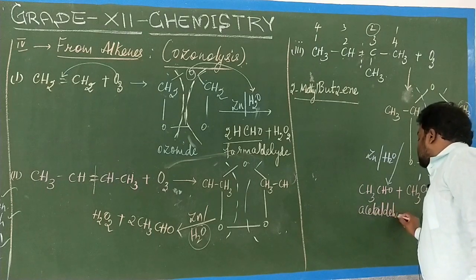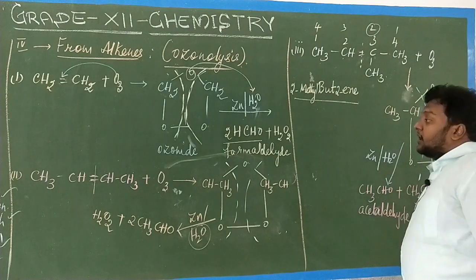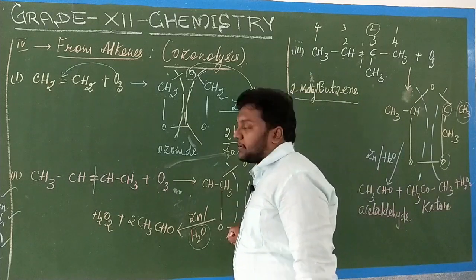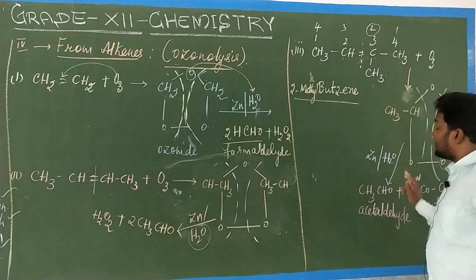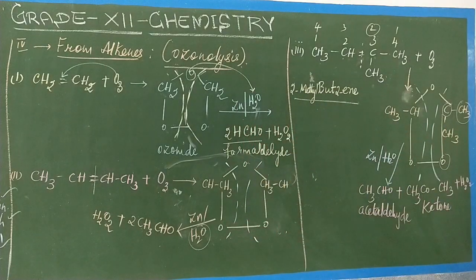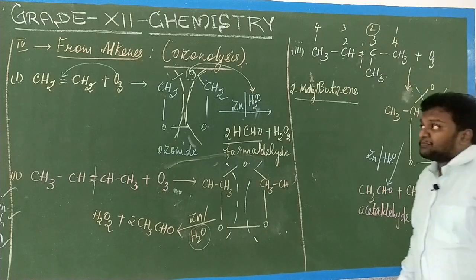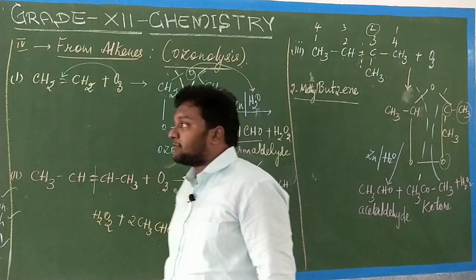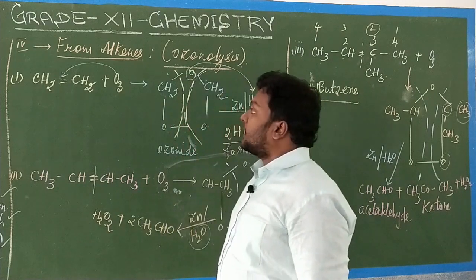So three reactions for ozonolysis you have to write. The first two reactions are meant for the preparation of aldehyde, and the last reaction is meant for the preparation of ketone as well as for the aldehydes. So totally three methods you have to write for ozonolysis. So what is the first reaction?